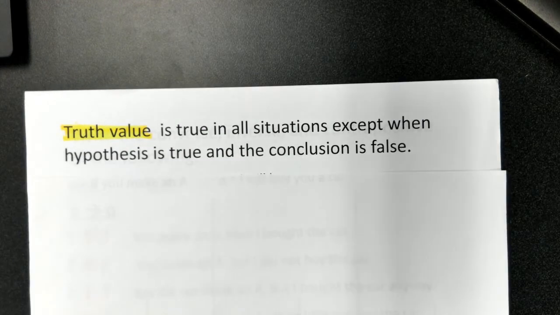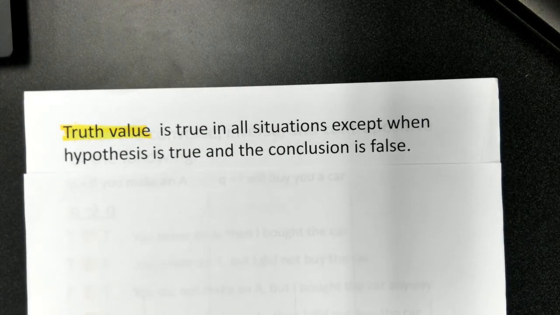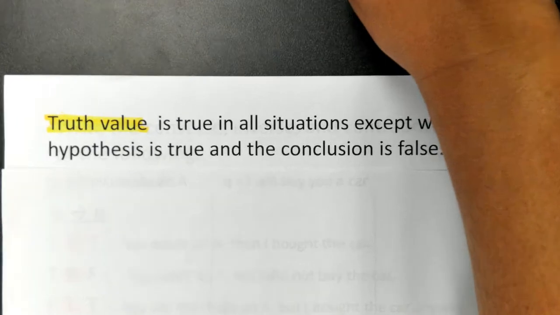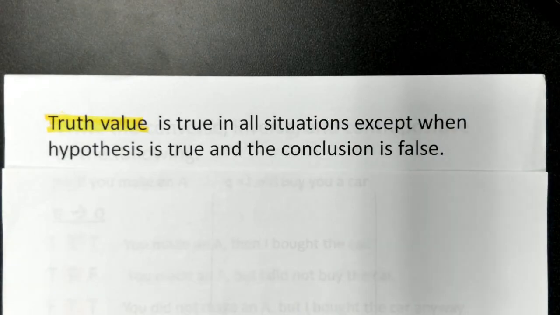We call it a truth value when we are dealing with conditional statements. Truth value is true in all situations except when the hypothesis is true and the conclusion is false. All right, so you're probably thinking this is a math class and we have a whole lot of words in here. I get it, guys. It can be a little confusing, so let's go through what a truth value may look like.